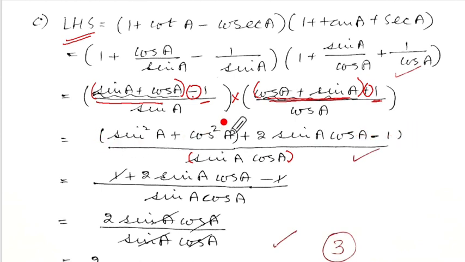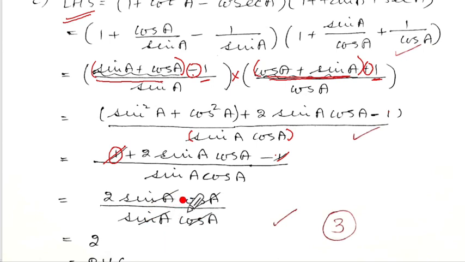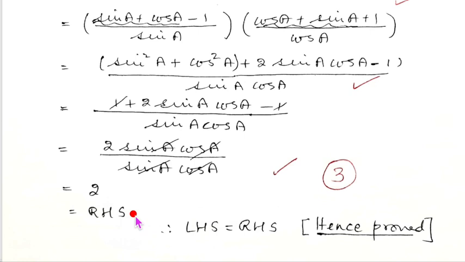Now I bracketed this because sin square A plus cos square A is equal to 1. Now this one over here will cancel with this. And what we will have remaining is 2 sin A cos A upon sin A cos A. Cancel sin A, cancel cos A, and that is equal to 2, which is our RHS. So we write LHS equal to RHS, and hence proved.